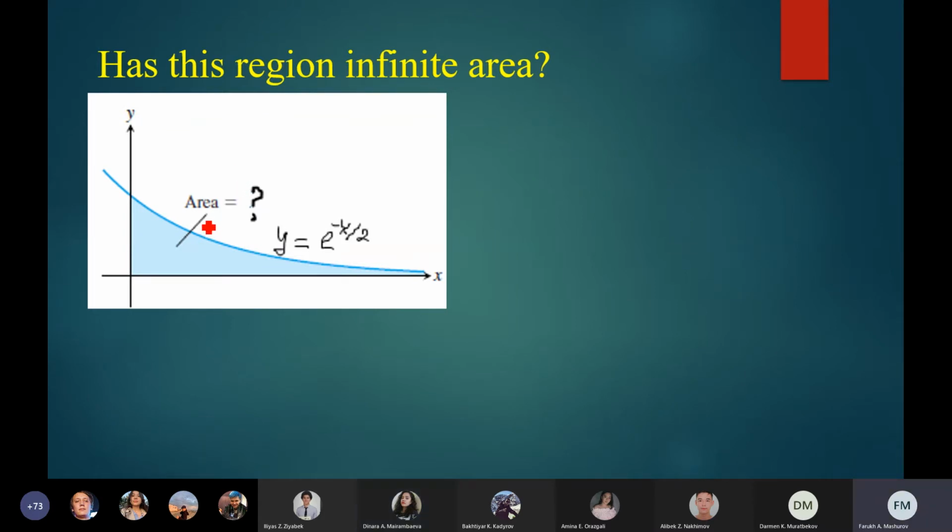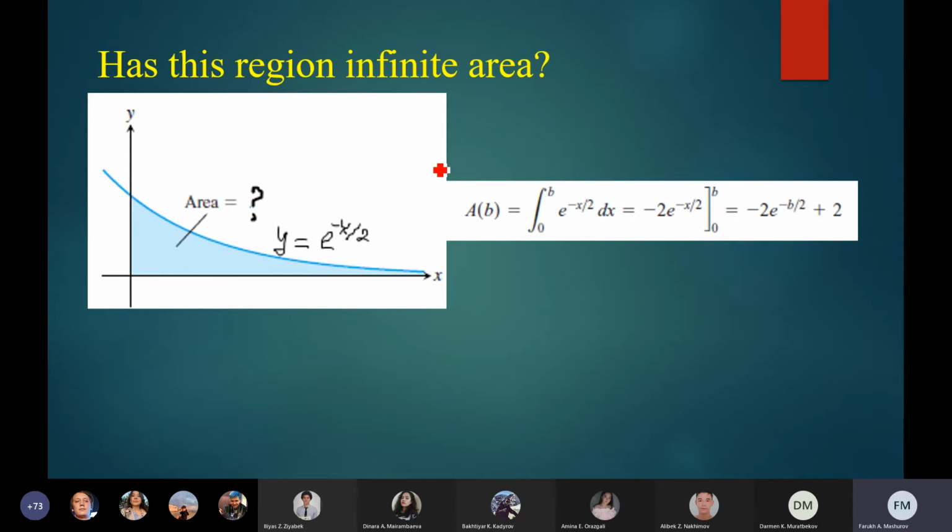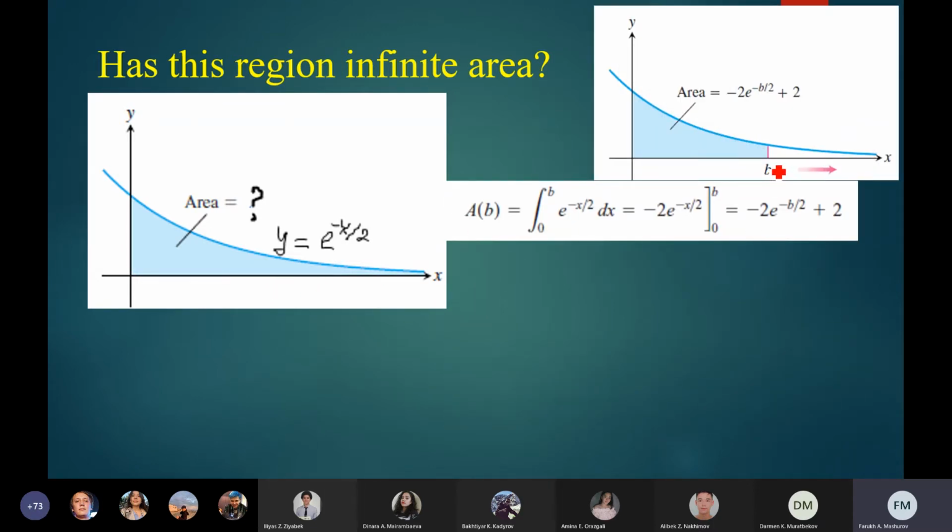Okay, yeah, guys, you're right. This region, exactly for this function, will be finite. Let's find the area of this region, guys. How do we find it? Let's suppose our region is finite. Let's cut our region up to here, and define this one as b. To find the area of this object, we need to find the integral from 0 up to b of this function.